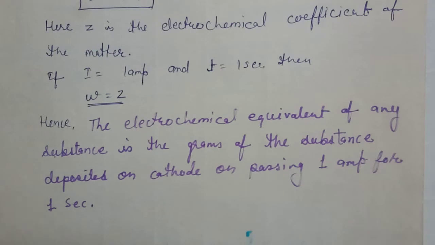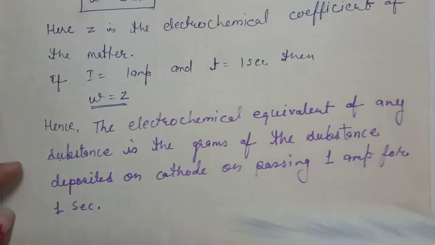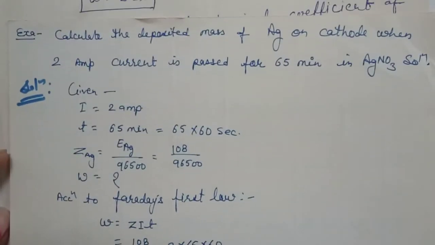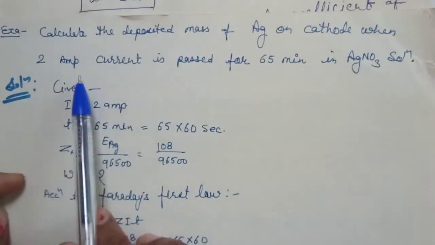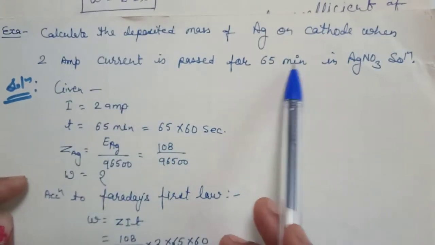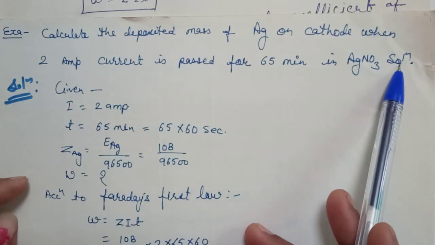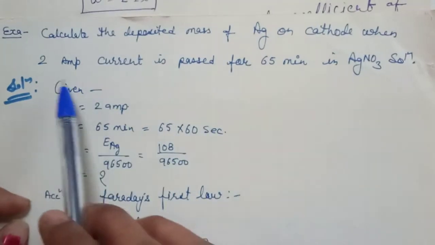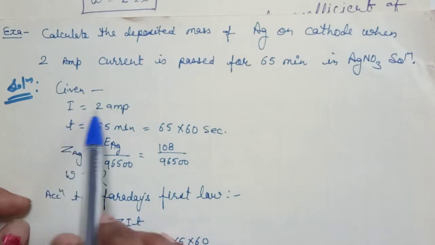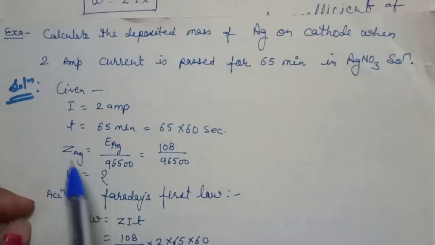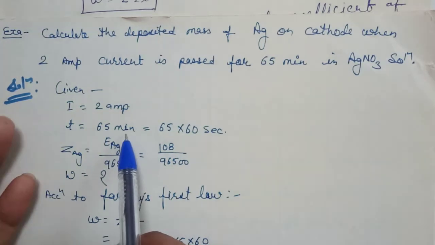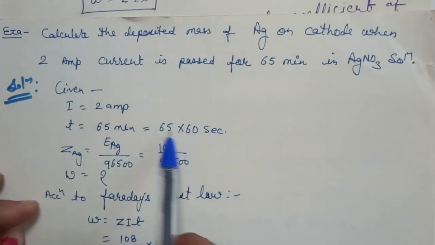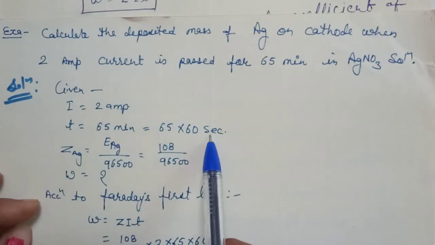Let's see how we can use this law to calculate the mass of the matter. See the example: calculate the deposited mass of Ag on the cathode when 2 ampere current is passed for 65 minutes in AgNO3 solution. What is given in this numerical? 2 ampere means I is equal to 2. 65 minutes means T is equal to 65 minutes. We have to change this unit into seconds, so 60 is multiplied with 65 to get time in seconds.